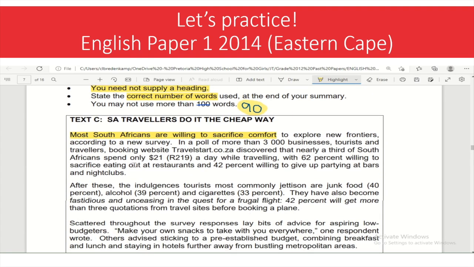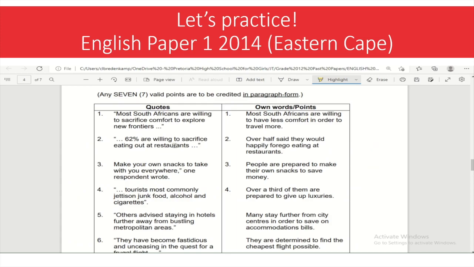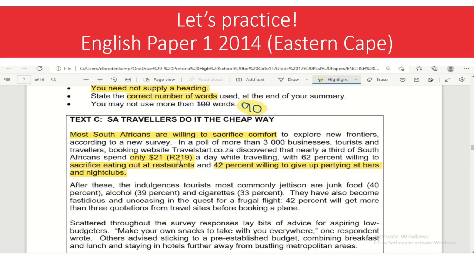One of the main findings was, yes, that they only spent $21 or 219 Rand a day, but also the sacrifice of eating out at restaurants and 42% willing to give up partying at bars and nightclubs. So, let's have a look at the memo. What does it say? Over here, 62% were willing to sacrifice eating out at restaurants. Putting it into your own words, over half said they would happily forego eating at restaurants. Now, why wasn't this $21 and this 42% included inside of this finding? Why is it not included in the memo?